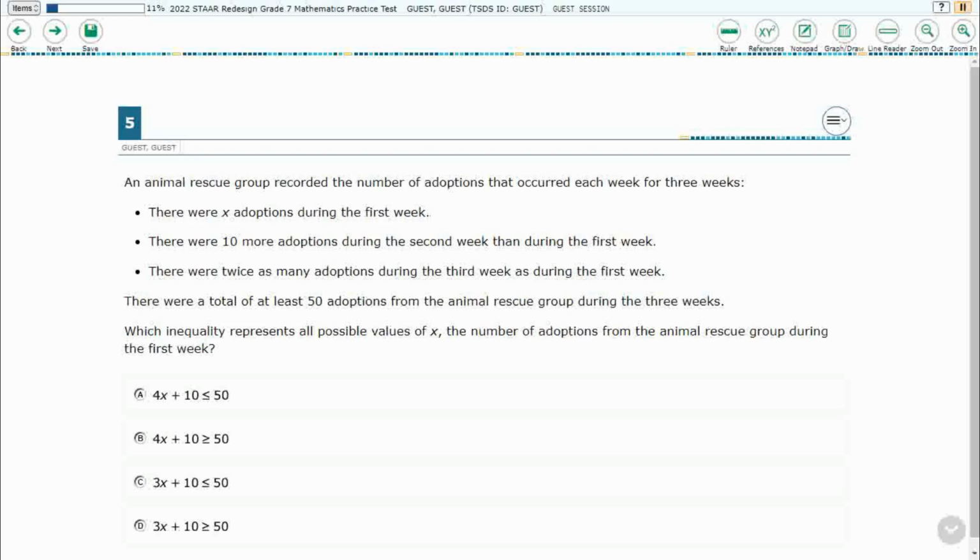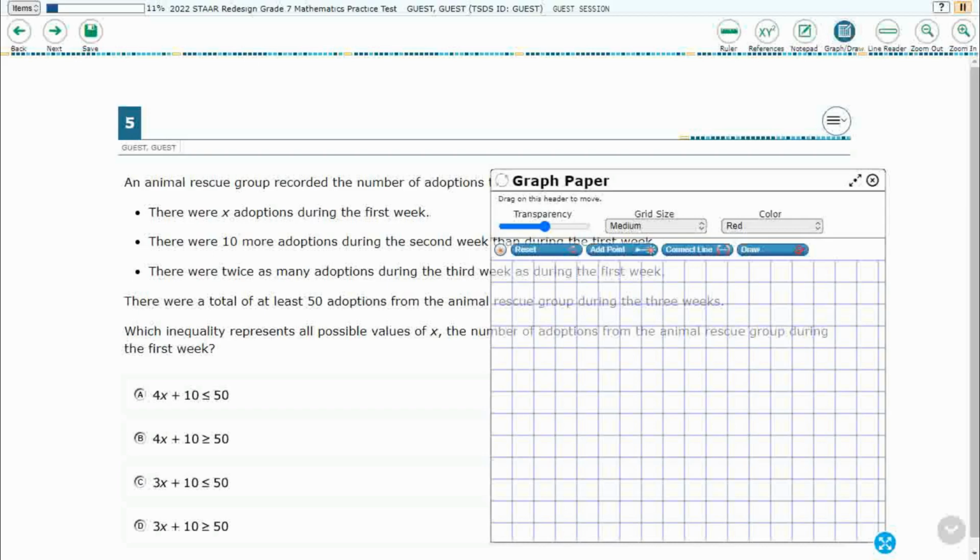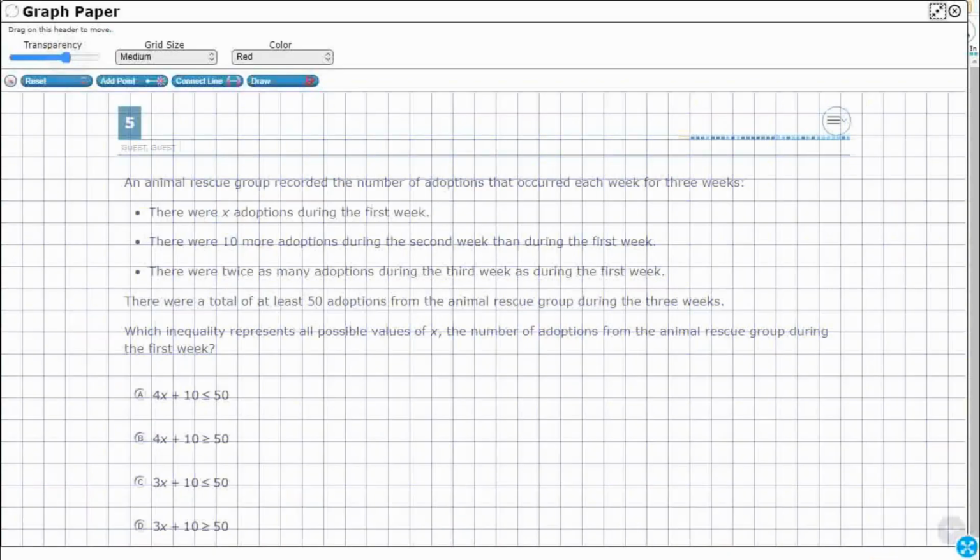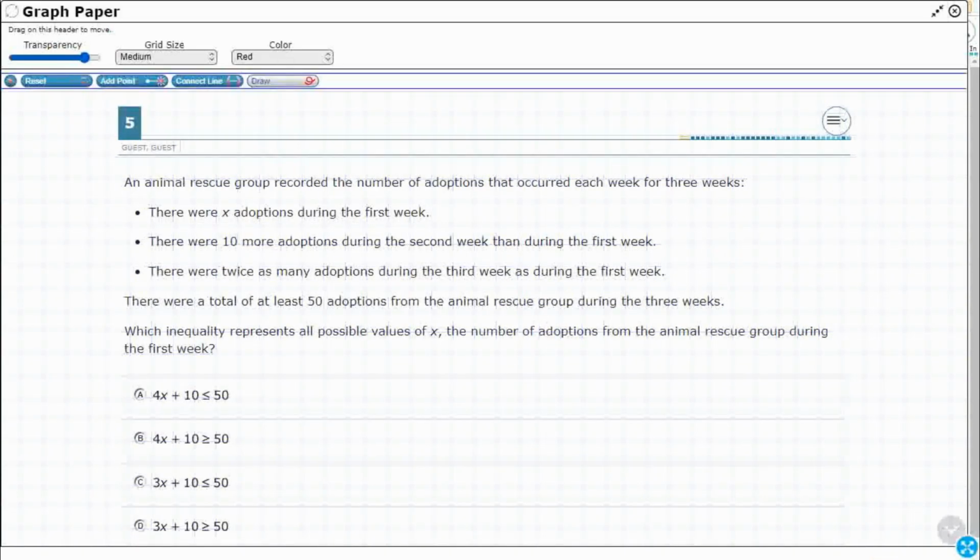So we've got this little story problem here, and we need to find an inequality that's going to work for it. So let's open up our graph draw feature. Increase the transparency here so we can see what's going on behind. And let's look at this one step at a time.